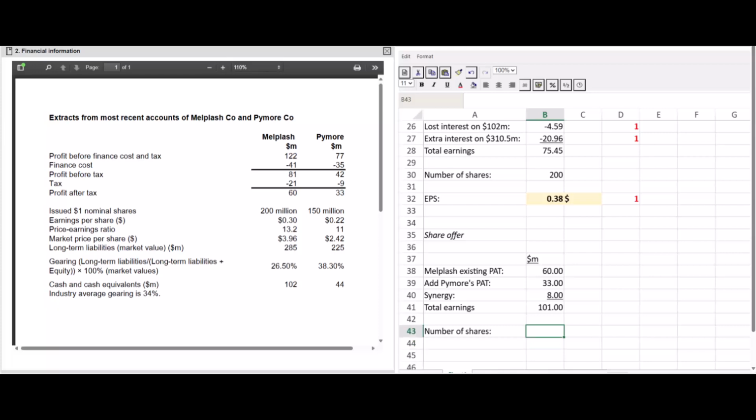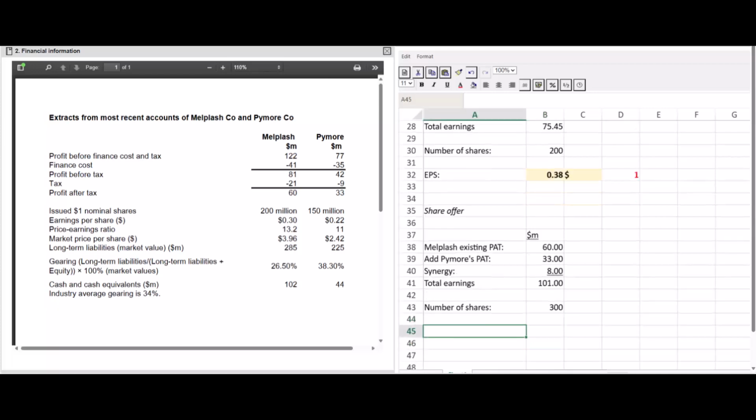So the total number of shares will be 200 in Melplash already, plus we're then doing 2 for 3. So you should do 2 over 3 times by 150 million. So that is going to be 100 million shares that we're issuing to Pymor, isn't it? We're offering them 2 for every 3. So we're going to issue them 100 million shares. And if we do that, there we go. We're now going to have 300 million shares in the business.